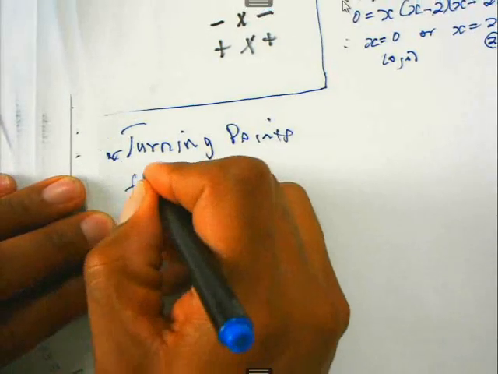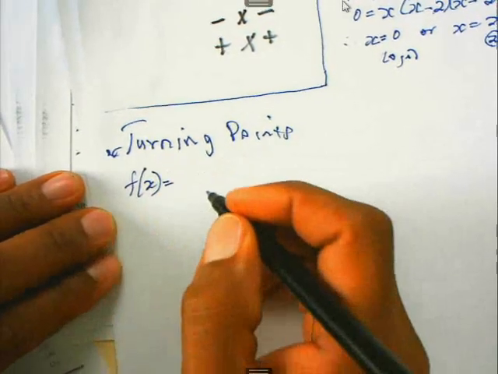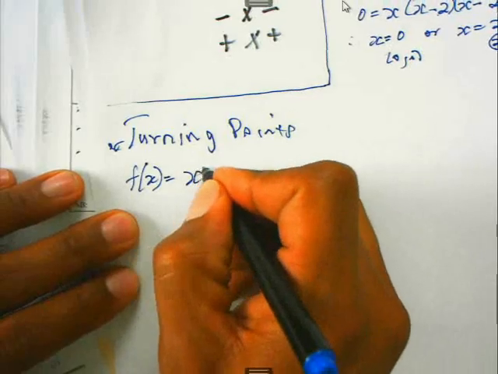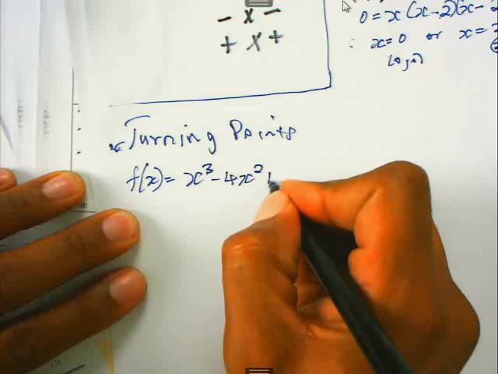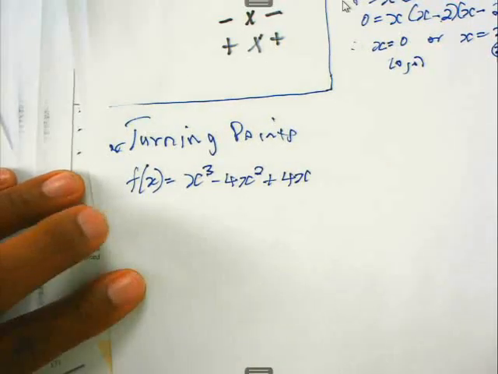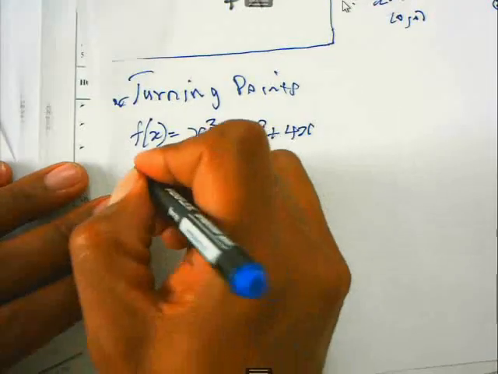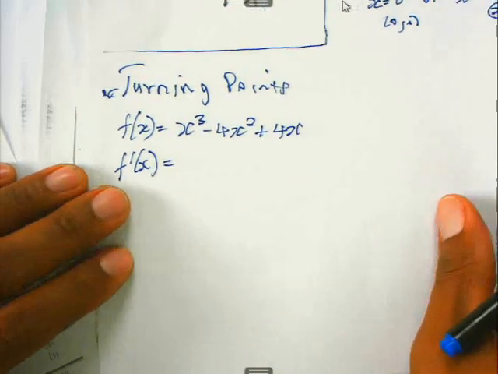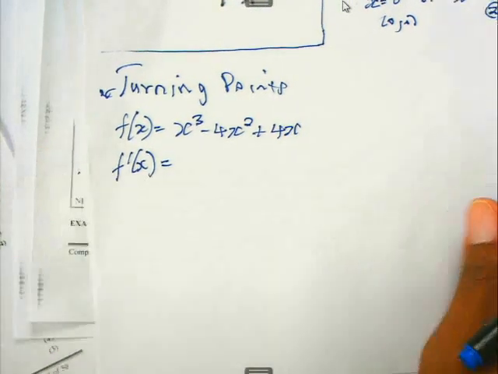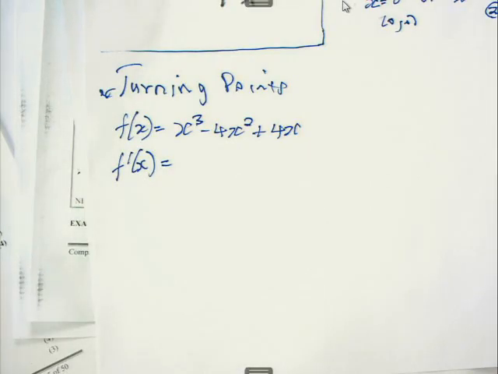Now, we have f of x is equals to x with the exponent of 3, minus 4x squared, and then plus 4x, right? And then from here, we must find the f prime of x. Do you still remember how to find the derivative? Yes, you remember.